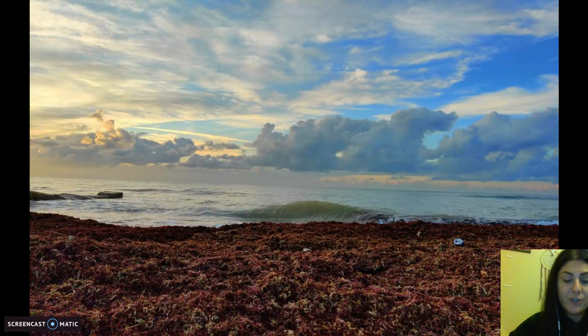And I get that picture kind of like when I visualize this. So thinking about the waves in the back and close to the shoreline here is all the seaweed, all the seaweed that's floating in the water as well.